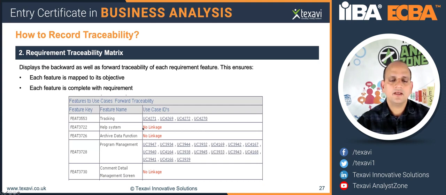This is a snapshot of how it would look in a requirement traceability matrix. It's called RTM. We used to maintain it even in an Excel spreadsheet. Essentially, this is a snapshot from one of the tools, Rational Requisite Pro. You've got the feature key, the feature name or requirement, then the description of that, such as tracking, help system, admin, archive. And then use case IDs.